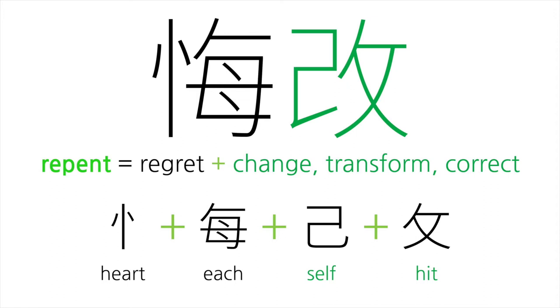On the left, in the black font, we have the word that represents regret. And on the right, in green font, it represents change, transformation, and correct. So we have two different words coming together to form one complete word. And if you're familiar with German and how German words are formed, you would see that there is a similarity between Chinese and German in that regard.